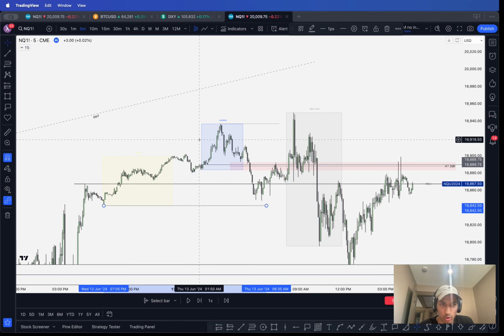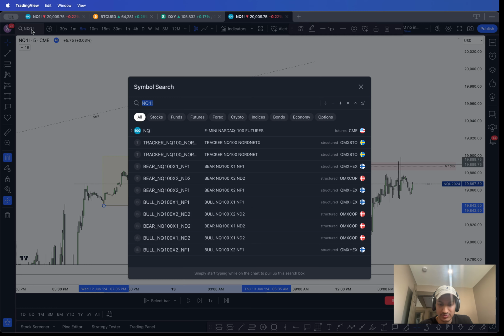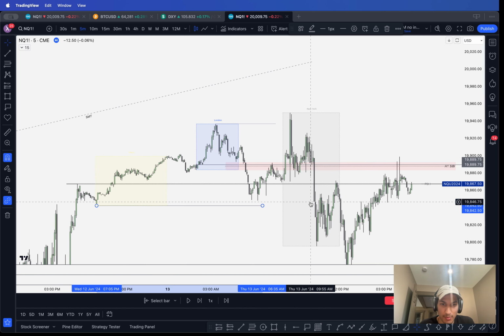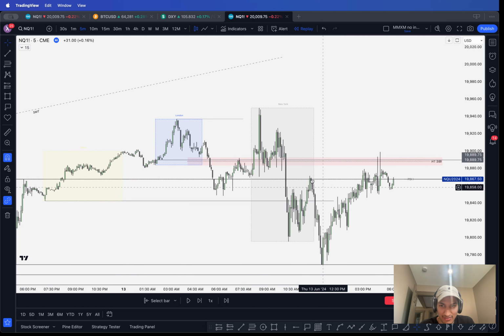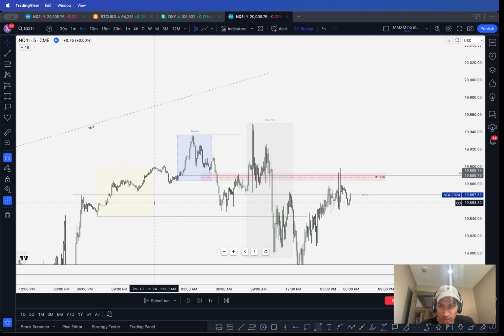I think now is when I should roll my contract. Or this should be NQM. Let me actually do that. Actually, no, because I don't want to lose all my markups. Whatever, it's fine. Okay, I have these nice Asian lows, my consolidated draw on liquidity.